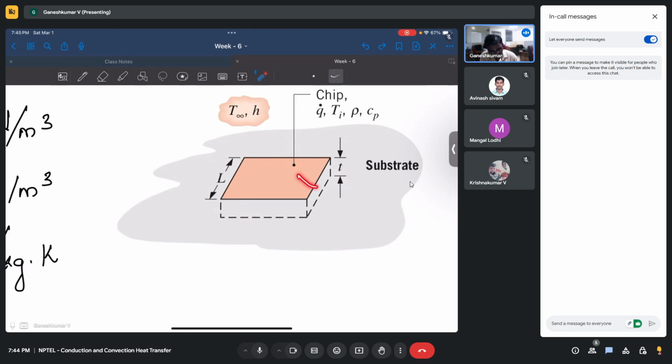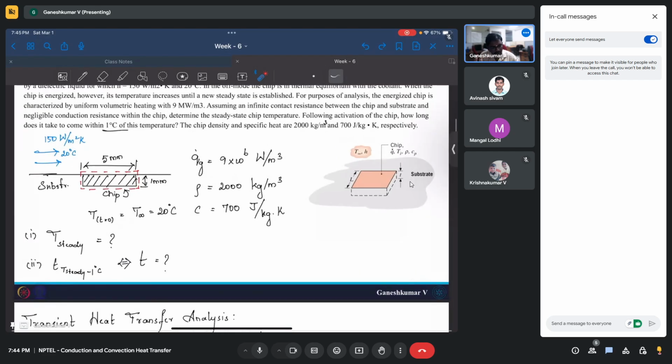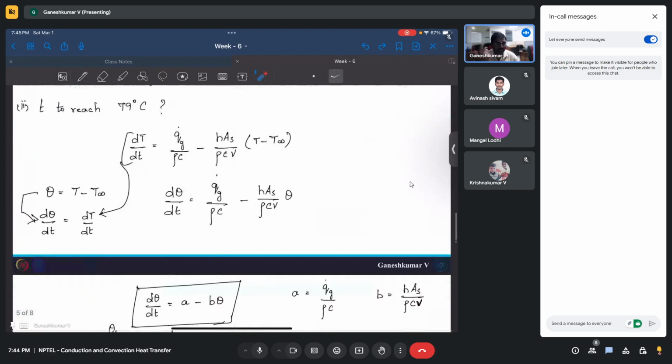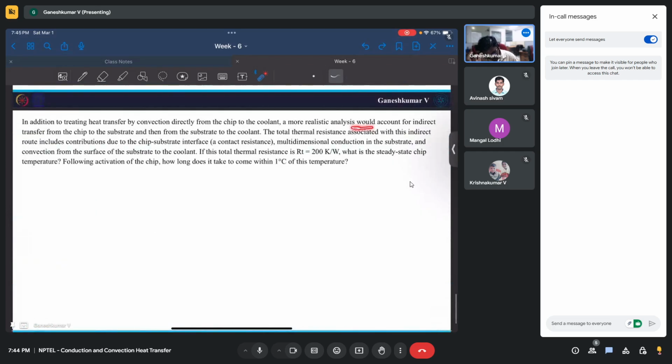So the chip is going to give some heat to the substrate, and the substrate is going to take away that heat and give it to the fluid which is going on top of it. So that heat also we need to account for in order to have a more realistic analysis. That is what they are telling: the indirect heat transfer from chip to substrate, and then from substrate to coolant. From the substrate also to coolant, there will be some heat transfer. Only if you consider this, it would be more realistic.